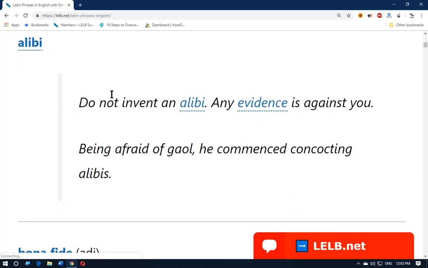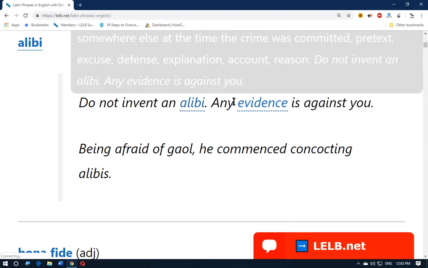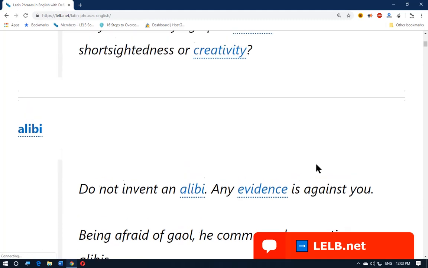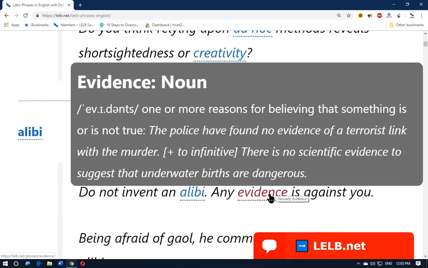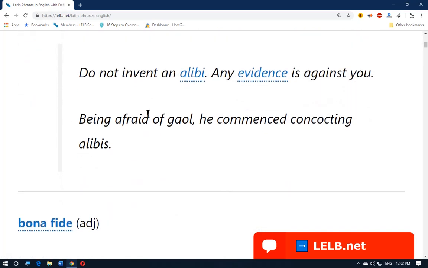So, do not invent an alibi because any evidence or fact is against you. Evidence. Okay, so being afraid of jail is the British form or British style of JAIL, which is American. He commenced or started concocting alibis. Concoct means fabricate, to make something which does not have any foundation, which is not true.